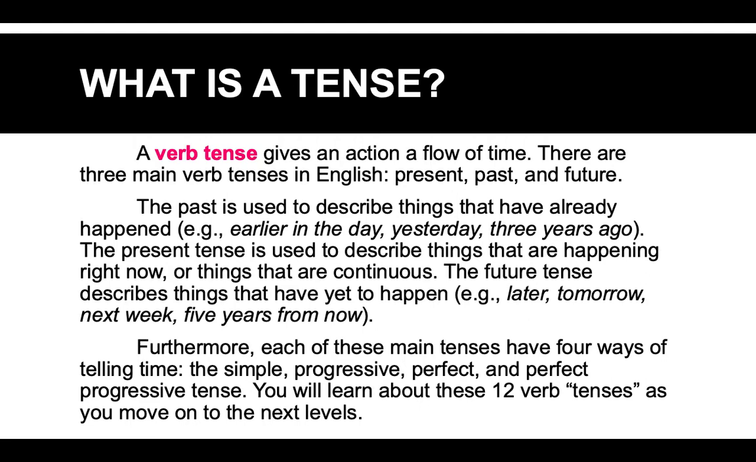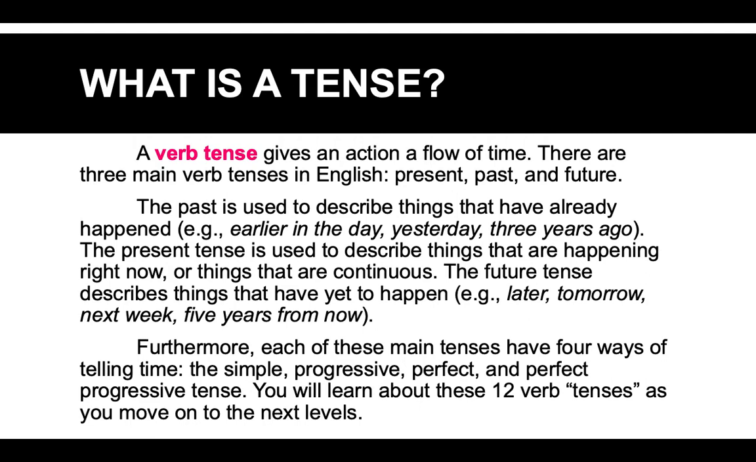The present tense is used to describe things that are happening right now, or things that are continuous, or things that regularly happen. The future tense describes things that have yet to happen. For example, later, tomorrow, next week, or 5 years from now. They're usually things that we think will happen in the future.